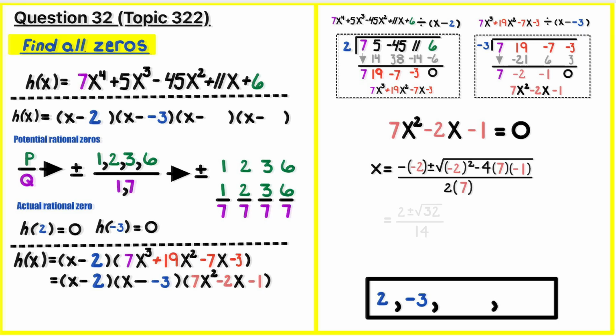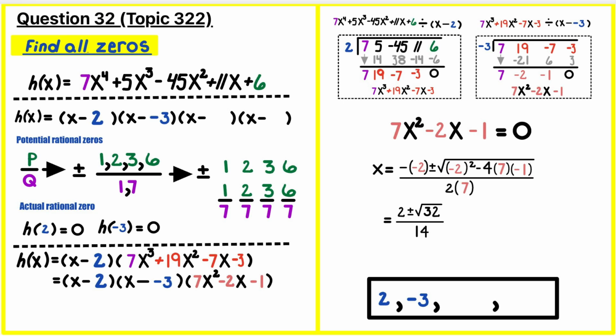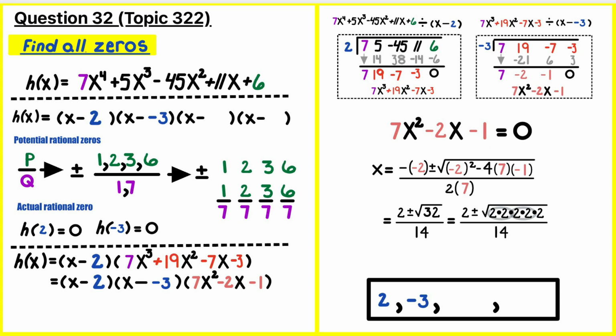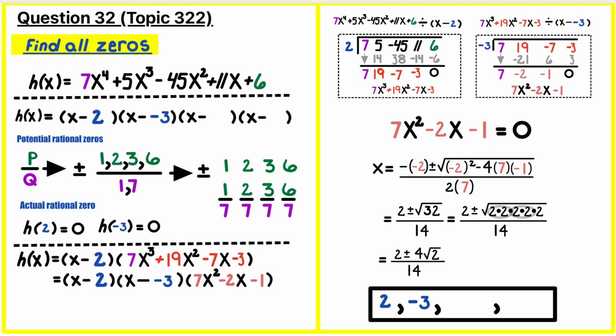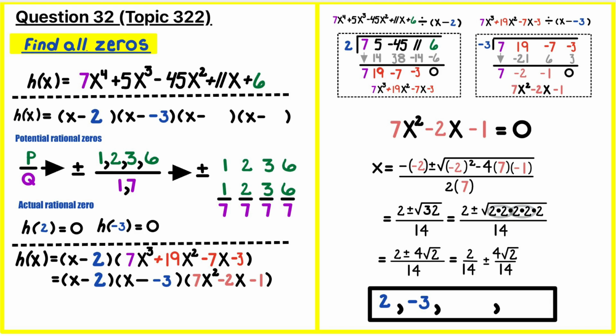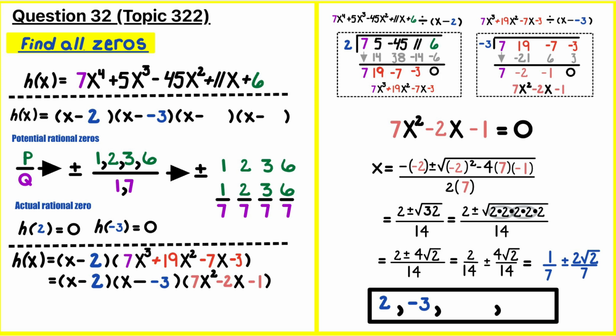So solving the quadratic, I'm just grabbing the quadratic formula and solving. Don't forget, every time you have two of a kind, you get to take a number out. So a pair of twos, take a 2 out. Another pair of twos, take another 2 out. Ultimately, I have 4 square root of 2. That 14 belongs to each one. Simplifying 2 over 14, I get 1/7. And the 4 over 14 is going to be 2 over 7. So here are my other two zeros.